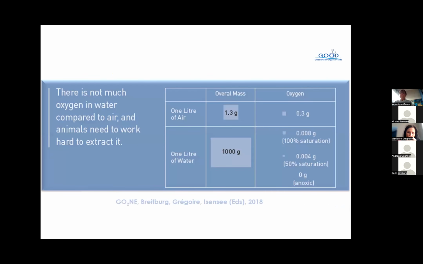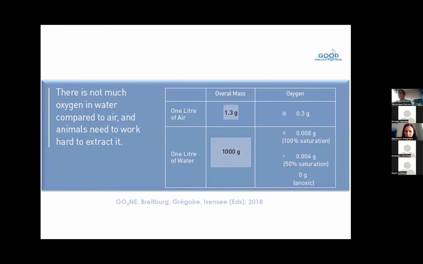Next slide. So as you know, in the OMZ, in the oxygen minimum zone, it's extremely difficult for the organisms to breathe. And any small deviation from the normal level of oxygen can really represent a daunting challenge for the species that have been adapted to these already low oxygen levels. So there is not much oxygen in water as compared to air. So animals really need to work hard to extract it.